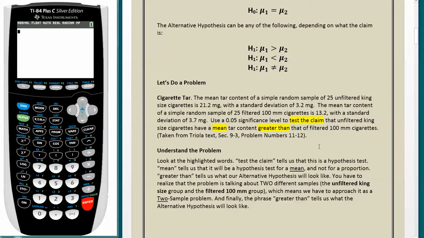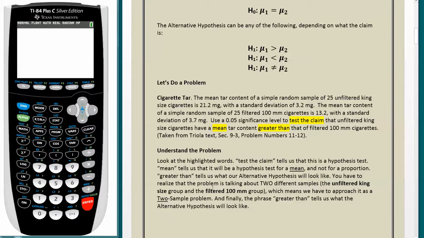So I'm going to assume that you have paused the video and read all this stuff, and we're now going to go down to where it says understand the problem. Look at the highlighted words. Test the claim, you see those words right there, tells us that this is a hypothesis test. Mean, and you see that right there, tells us that it will be a hypothesis test for a mean and not for a proportion. Greater than tells us what our alternative hypothesis will look like.